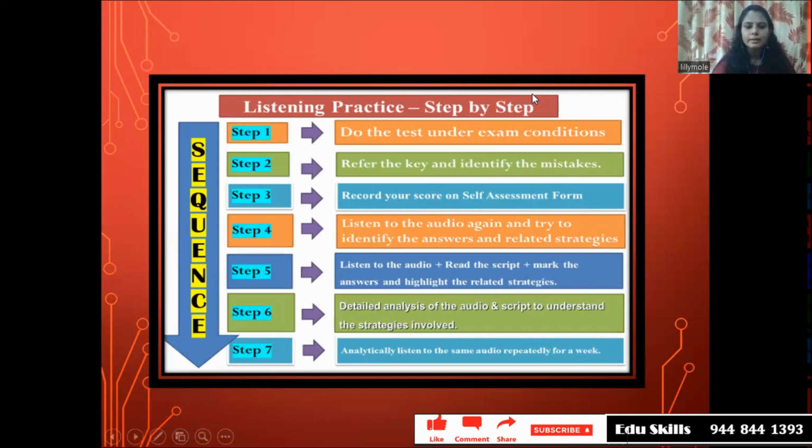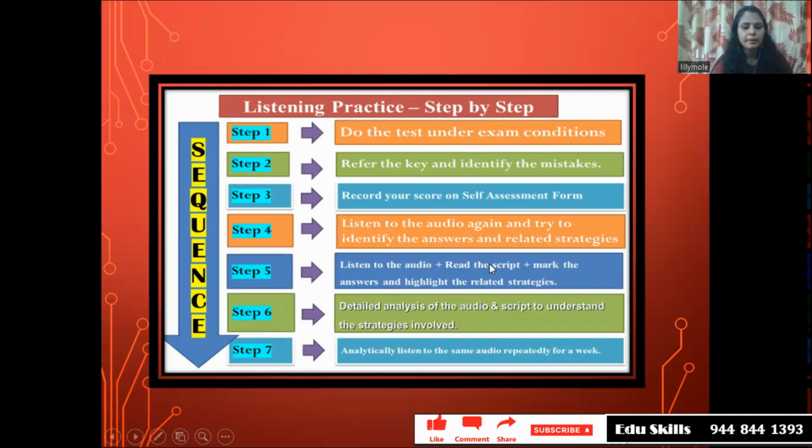Step 4, listen to the audio again and try to identify the answers and the related strategies. Step 5, listen to the audio and read the script at the same time, mark the answers and highlight the related strategies. The related strategies we will teach you right now. Step 6, detailed analysis of the audio and the script to understand the strategies involved. Step 7, analytically listen to the same audio repeatedly for a week. If you follow these steps, definitely you can crack the listening module.